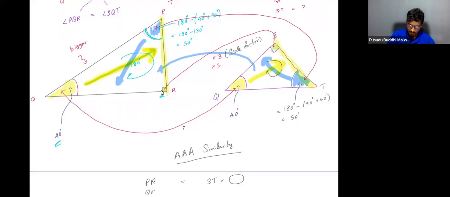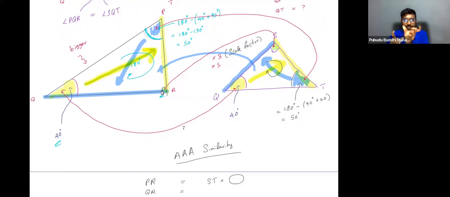QR equals QS. Yeah, that side, I think you can see. These two sides are corresponding. That's why I mentioned angles. Angles are very, very important. We use angles to determine the corresponding side, because you can't multiply whatever side you want. We multiply corresponding sides. We consider corresponding sides.